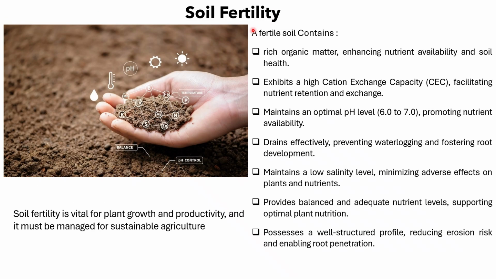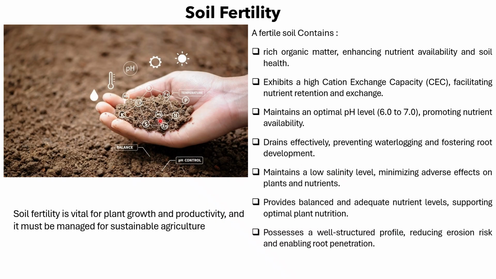Next, we'll learn about soil fertility, which is one of the most important factors for successful crop production. Generally, it has several characteristics. First, it contains rich organic matter, which improves soil health. Next, it has a high cation exchange capacity (CEC), so it can hold and exchange nutrients effectively. It has to maintain an optimum pH between 6 and 7, and fertile soil generally has to drain well, maintain low salinity levels and nutrients, and also have good structure.